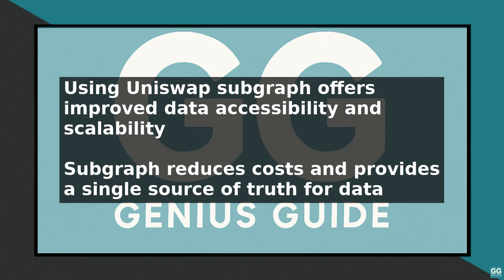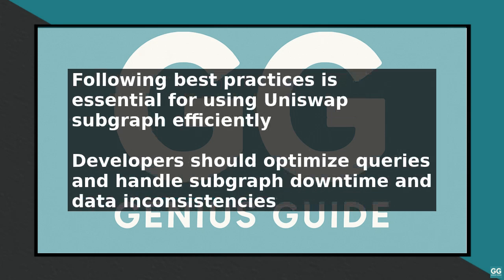Best practices. When using Uniswap Subgraph, it is essential to follow best practices, such as optimizing queries for performance and using caching mechanisms to reduce the load on the subgraph. Additionally, developers should ensure that their applications are designed to handle subgraph downtime and data inconsistencies.